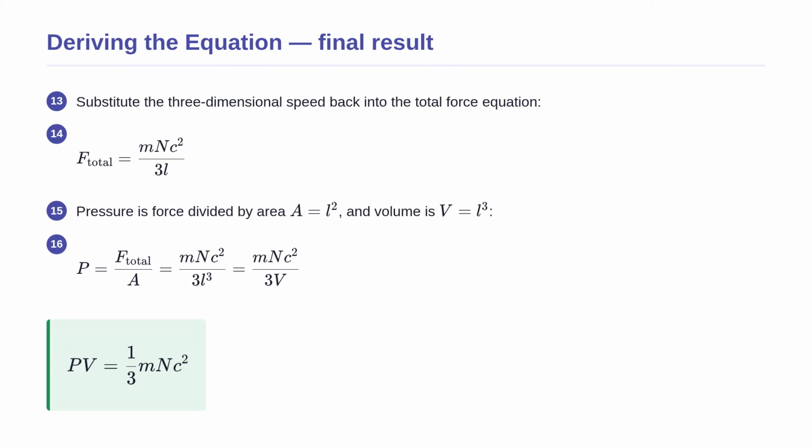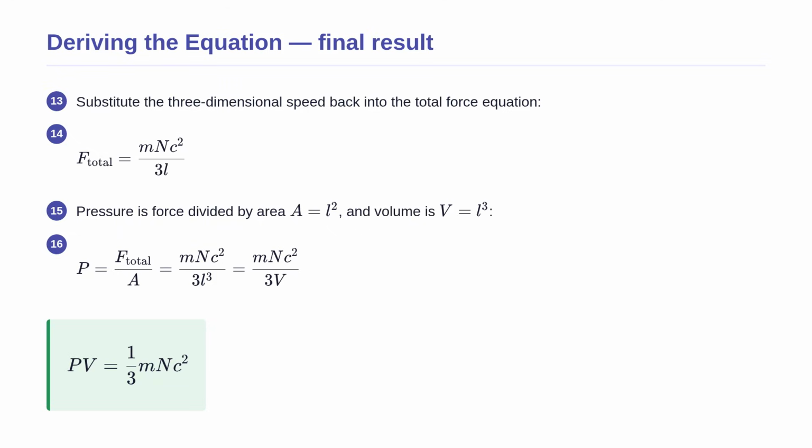This brings us to the final steps of our derivation. We substitute our 1/3 relationship back into the total force equation, replacing the sum of individual speeds with the total number of molecules n multiplied by 1/3 of the average squared total speed. Now we have the total force.